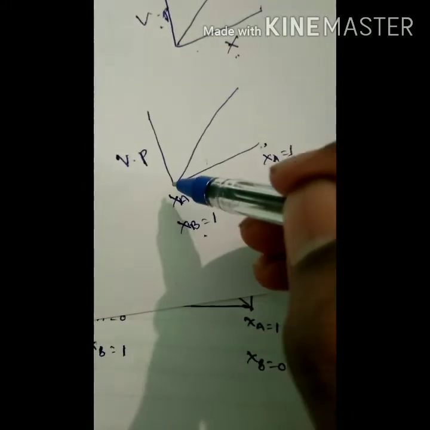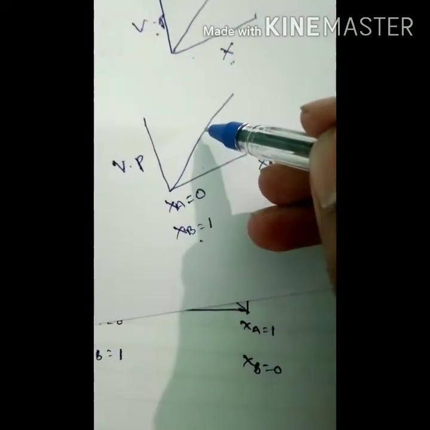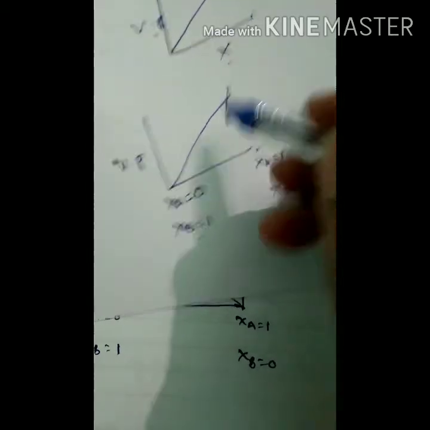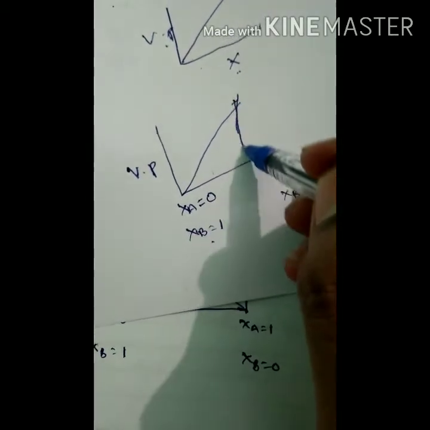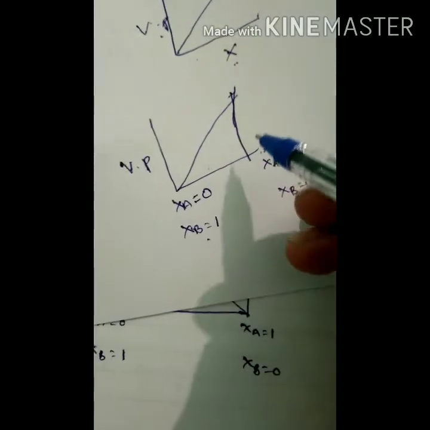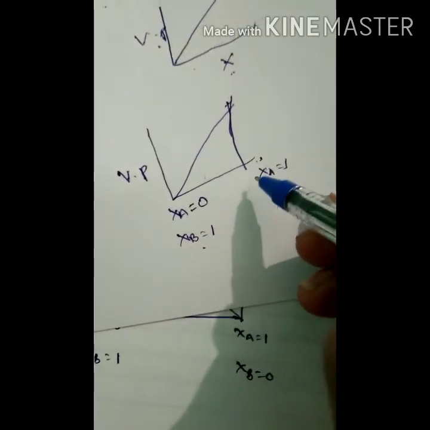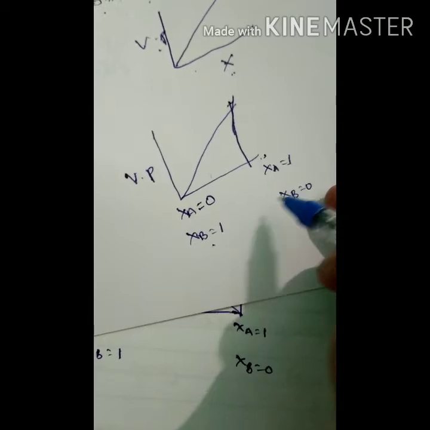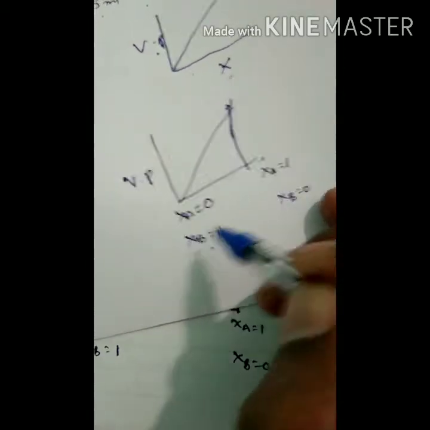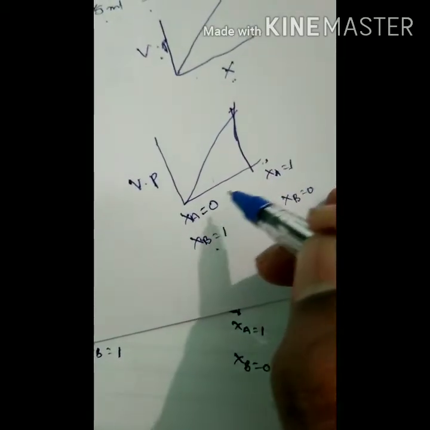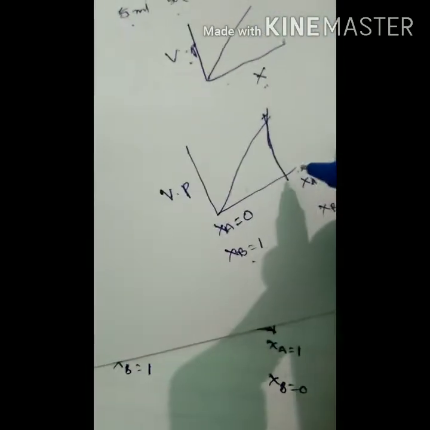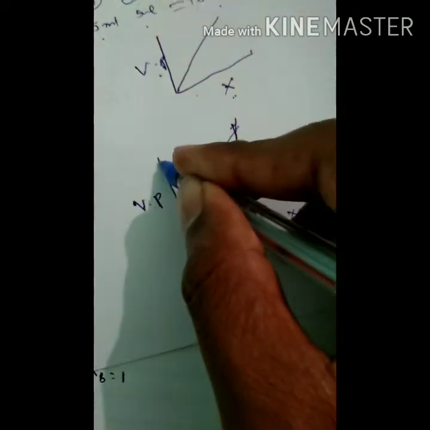So this line indicates the vapor pressure with respect to A. Here I take one more line, from right to left, XB, that means the mole fraction of B increases from right to left. Here 0, here 1. That means from right to left, mole fraction increases along with vapor pressure. So we can draw the graph like this.